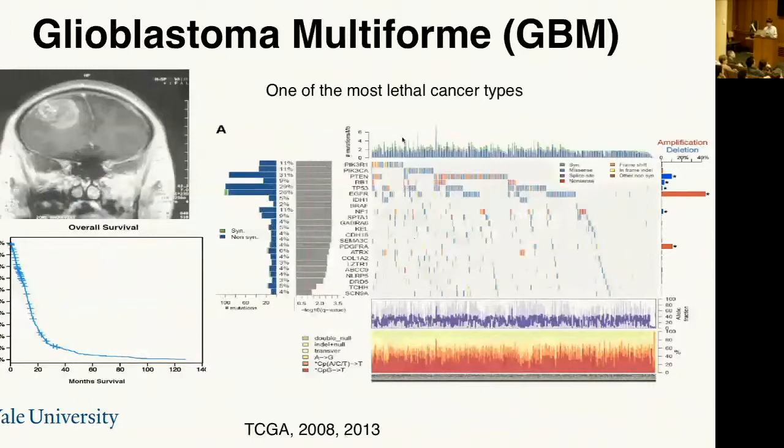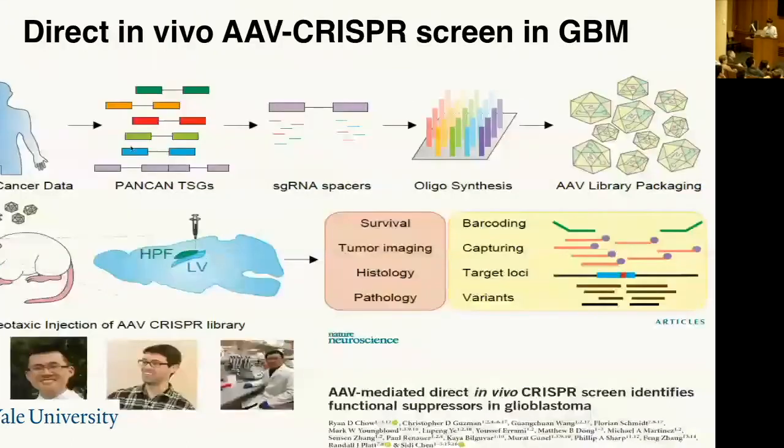What we try to do is take these mutations, synthesize the guide RNA library, put them into a viral vector, and deliver the viral vector into the lateral ventricle or the hippocampus of the brain. Then we followed survival, imaging, and histology and pathology analysis.